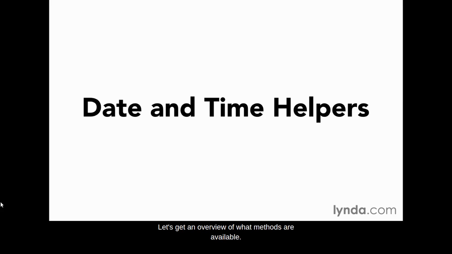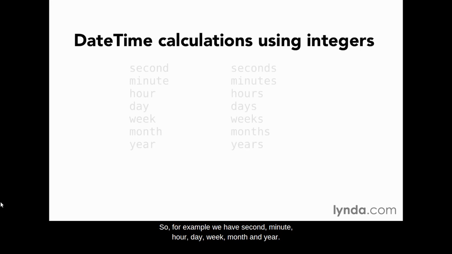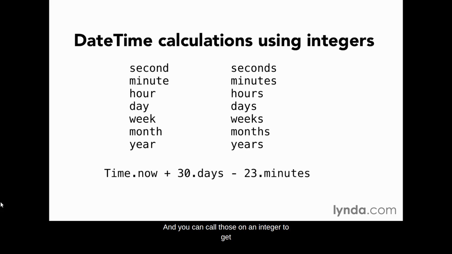Let's get an overview of what methods are available. First, we can call methods on integers in order to assist us with date and time calculations. So for example, we have second, minute, hour, day, week, month, and year. And you can call those on an integer to get the number of seconds that would make up that item. So 30.days would return the number of seconds that make up 30 days.